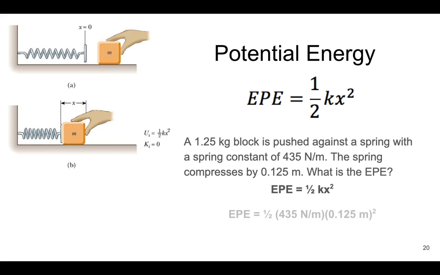Take your formula, plug in your numbers, do the math carefully, make sure you're only squaring that last number, the 0.125 meters, and not squaring the whole thing, and you get 3.40 joules. It is a form of energy, so its units are going to be joules.